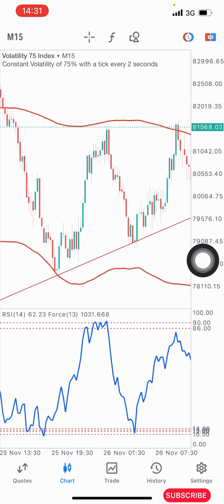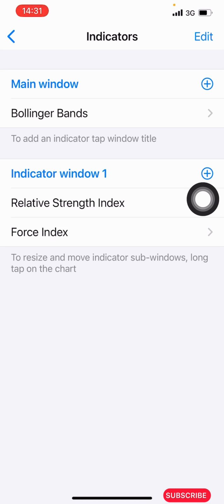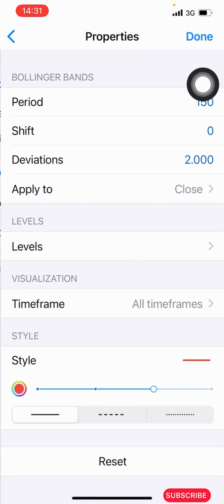So without wasting much of our time, I'm going to quickly share with you guys the indicator setup, and then I'll be explaining how you can use the strategy to trade profitably. So the first thing we have to do here is to click on this F icon. After clicking on that, we are going to search for our first indicator, which is the Bollinger band. So you click on this plus icon, and then you search for your Bollinger band.